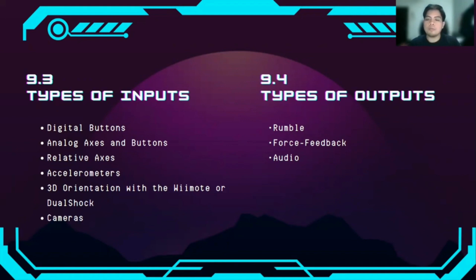So we go to 9.4, which is types of outputs. There are three types of output, which are rumble, force feedback, and also audio. Rumble is a vibration while playing games. For example, if the player hits some object, they can feel the vibration at the controller. The second one is force feedback. Force feedback is a technique to assist the motion of humans. And lastly is audio. Audio is the sound produced from the low quality speaker at the controller.